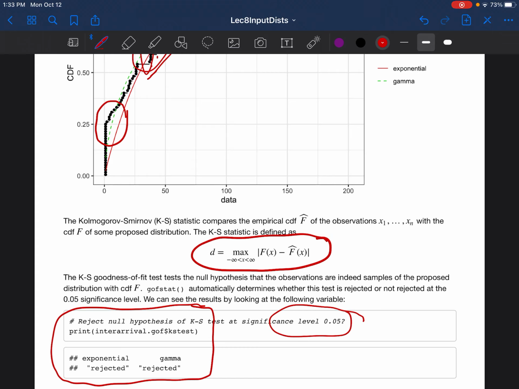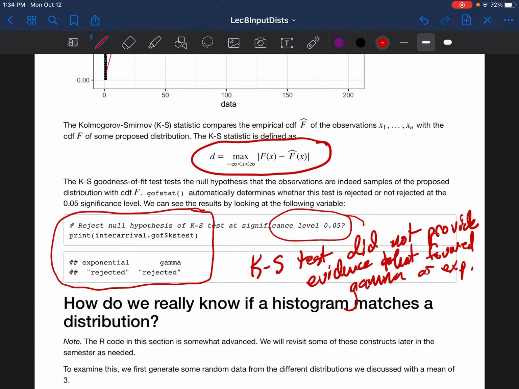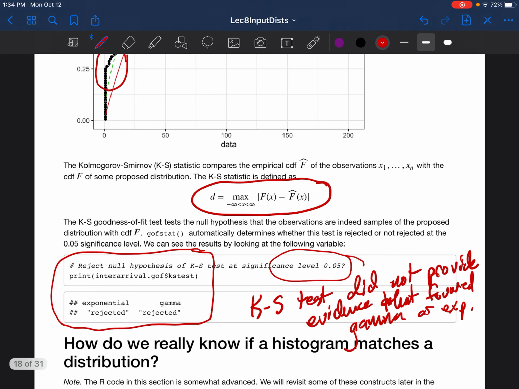So because we're trying to figure out which of these two best fits it, we could say that the KS test did not provide evidence that favored gamma or exponential. Okay. I'm going to stop there.